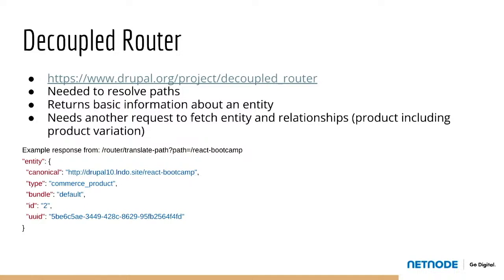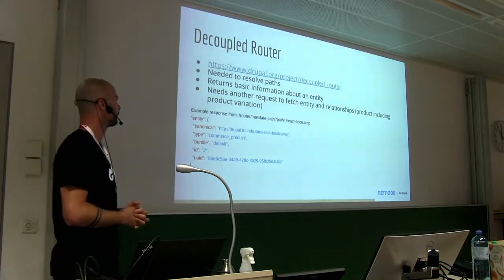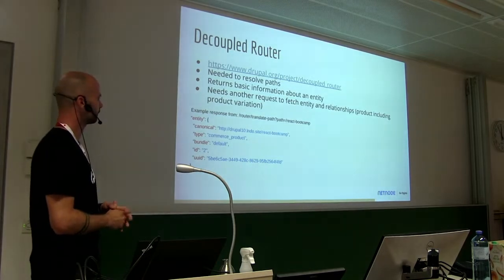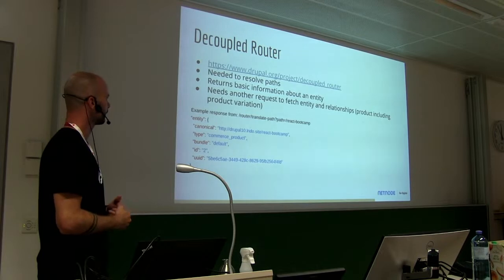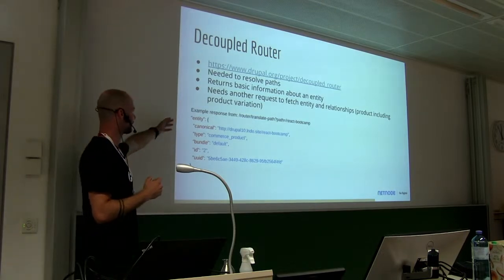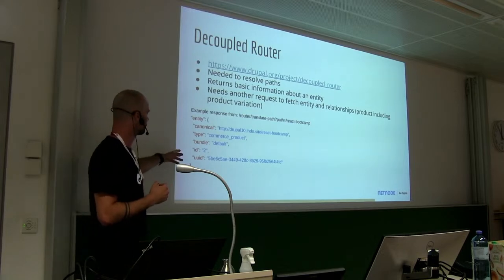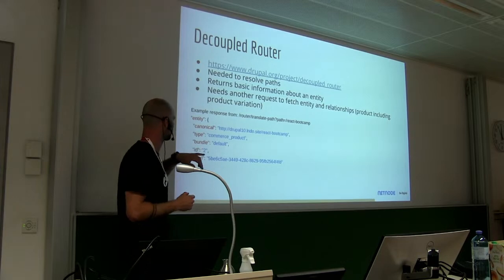So the decoupled router exposes this API here, router/translate-path, and you can send a URL query parameter to this route, which would be React Bootcamp in this example, and then you get back a response with basic entity information, but you can see it's really just the ID, type, and so on.